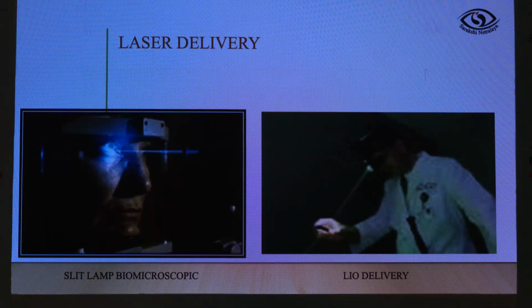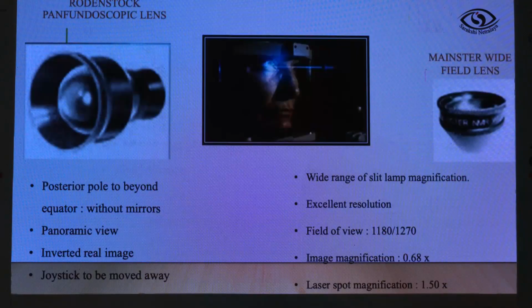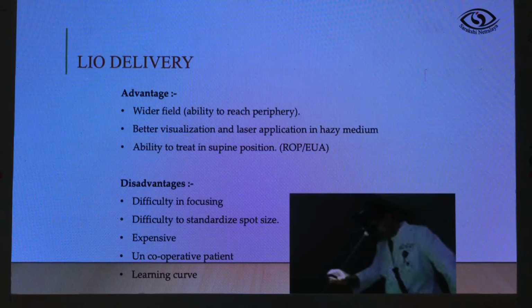Laser delivery system also is one of the factors. If you are using a 3-mirror gonioscopy lens on the slit lamp system, then there are more chances of skip areas which occur in the areas between the different mirrors. So in such cases, you can use the panfundoscopic lenses or the Mainster wide field lenses, in which in a single mirror you can cover the full retina.